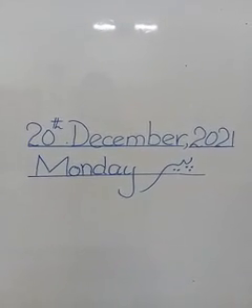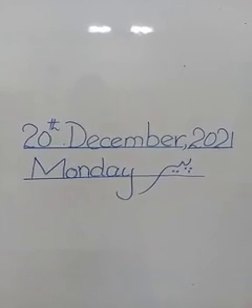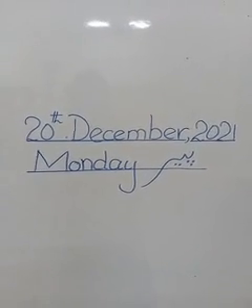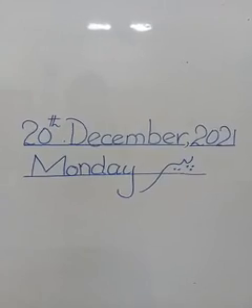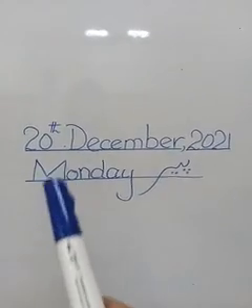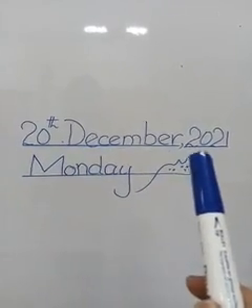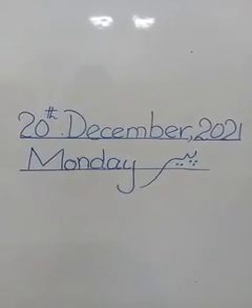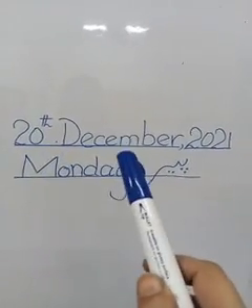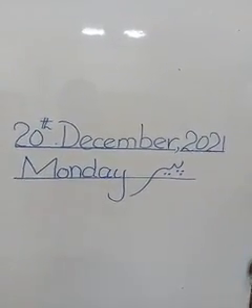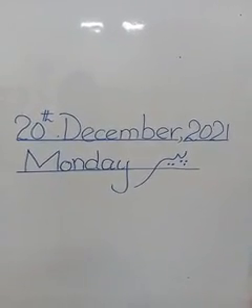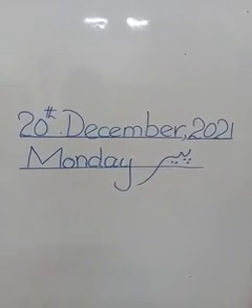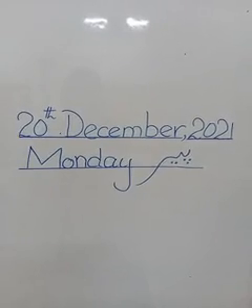So friends, we are going to start today's class again with the date and the day. So what is the date today? Very good. Today is 20th of December 2021. What is the date today? 20th of December 2021. And what is the day today? Yes, it's the first day of the week and it is Monday.